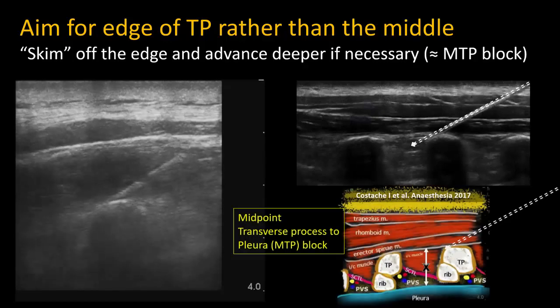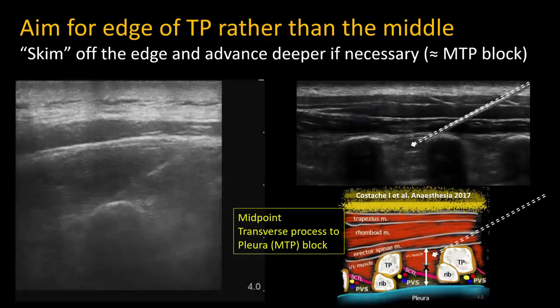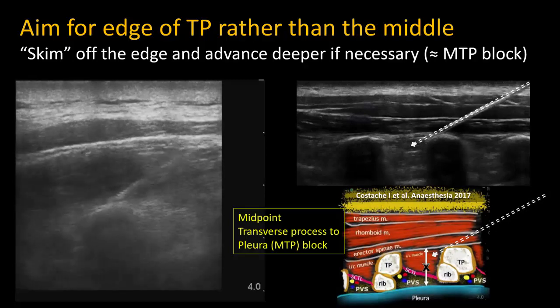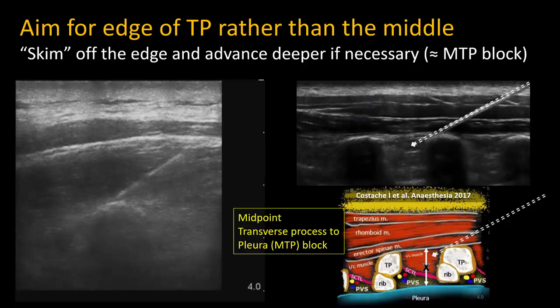If we enter into the intertransverse tissues, we're now approximating another named paraspinal block, the midpoint transverse process to pleura or MTP block. And the MTP block is another paravertebral by proxy technique, which has also been effective in early investigations.